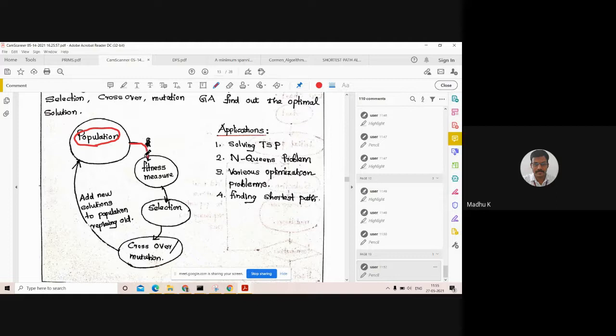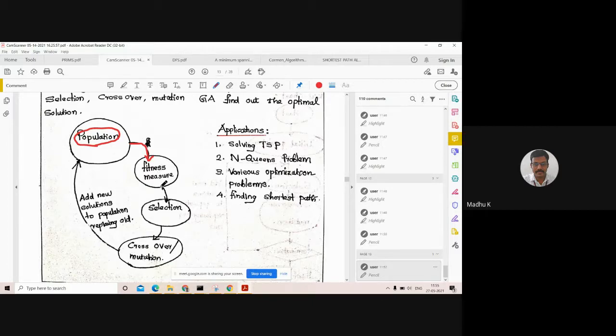Next, we will apply a fitness measure on each solution. Fitness measure means how suitable the solution is. So the population consists of several solutions, and for each solution we can apply the fitness measure. The fitness measure indicates how suitable the solution is. We will get a measure.